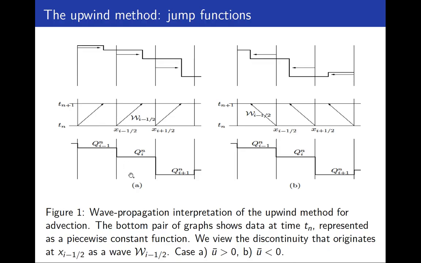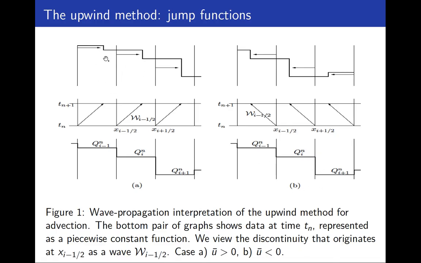And this bottom pair of graphs shows the data at time n, which are represented as a piecewise constant function. We can see that the discontinuity originated at this border x_{i-1/2} can be seen as this wave. For instance, in this case, we have this discontinuity represented by this jump function, and so on. And we have the case where the fluid velocity is greater than 0 and the case where the fluid velocity is smaller than 0.